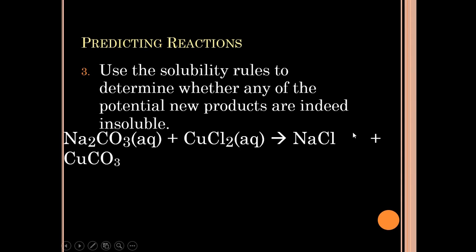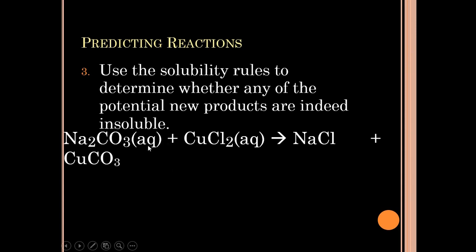So you do the crisscross rule from the beginning. Na is +1, Cl is -1, and you crisscross and you get NaCl. Cu is +2, CO3 is -2. When you crisscross, you get CuCO3.